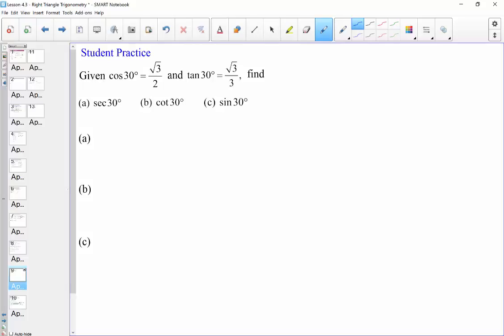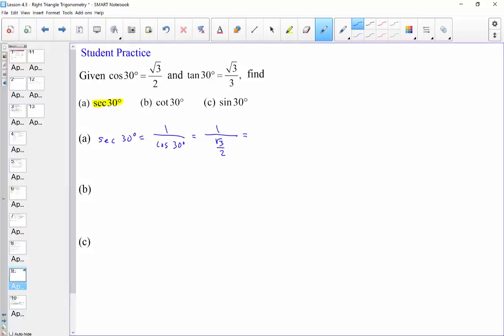So we're first asked, what is the secant of 30 degrees? Well, we're given that the cosine of 30 degrees equals a number, and we know that the cosine and secant are related, so let's start there. The secant of 30 degrees equals 1 over the cosine of 30 degrees. We know this because of our trig identities. And since the cosine of 30 degrees equals the square root of 3 over 2, we can substitute that in.